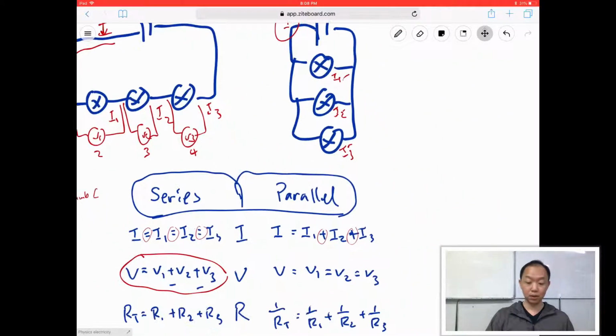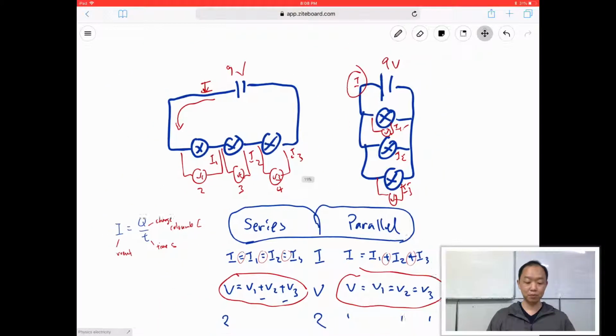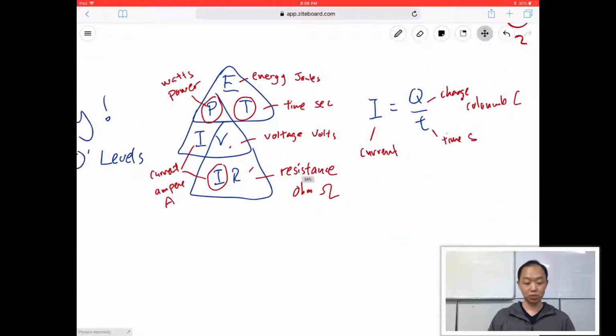Whereas for parallel, the parallel formula says that V equals V1 equals V3. It just means that if this is a 9 volt battery, and I put a voltmeter, I don't have enough space to draw, but you can imagine, here it will be 9 volts, below is 9 volts, and below here is also 9 volts, because V equals V1 equals V3. Simple.